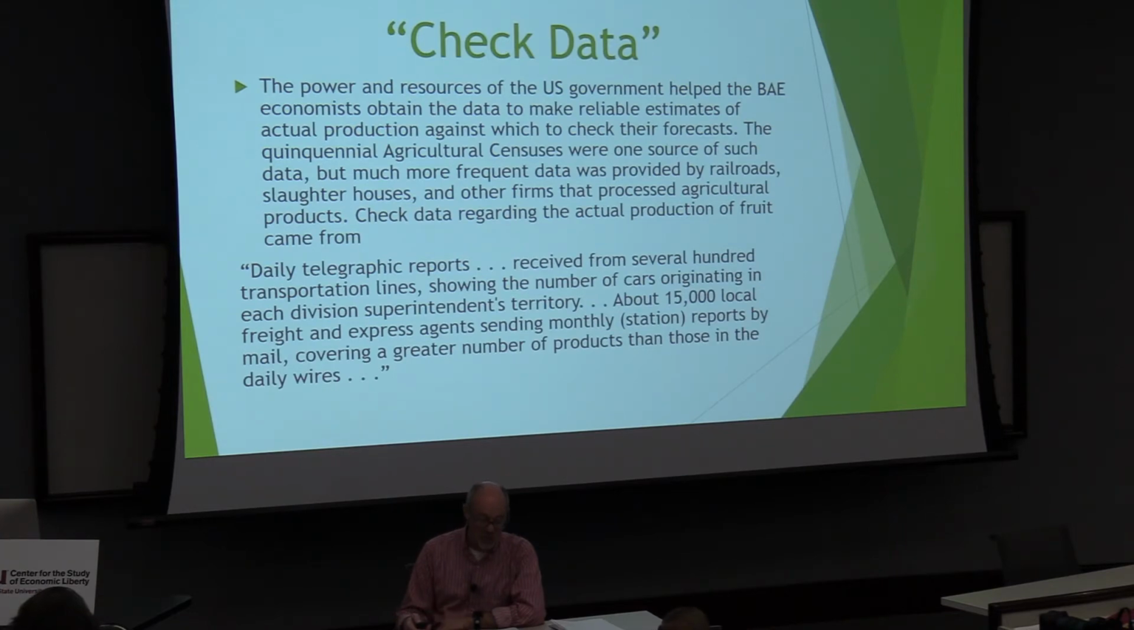But more timely data was available as well. That's what's talked about up there on the screen, because the government would request this from railroads and slaughterhouses and other firms that processed agricultural products. And so check data like this helped economists working with the pig survey to detect what they called memory bias, or farmers not properly recalling the size of last year's pig production. And also something they called intentional bias, which was a tendency of hog farmers to underreport their production, hoping that a low production estimate would lead to higher futures prices.